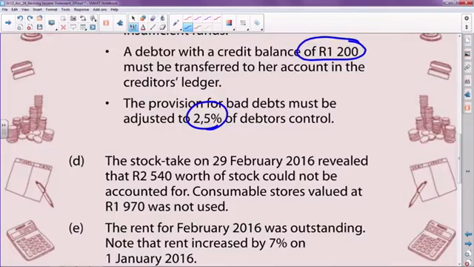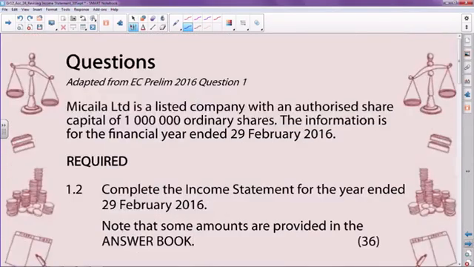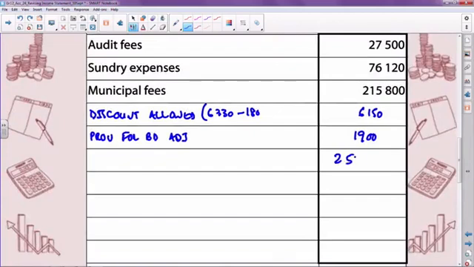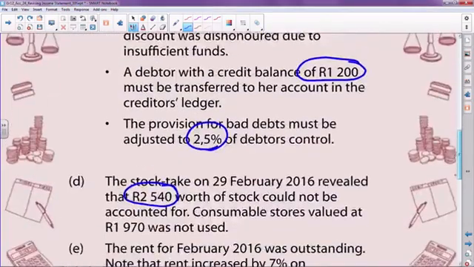A stock take on the 29th of February revealed 2,540 Rand worth of stock could not be accounted for. Straightforward, guys. 2540. Immediately I tell myself 2540, trading stock deficit. It could not be accounted for. You lost stock to the value of 2,540 Rand. Okay, adjustment sorted, done and dusted.